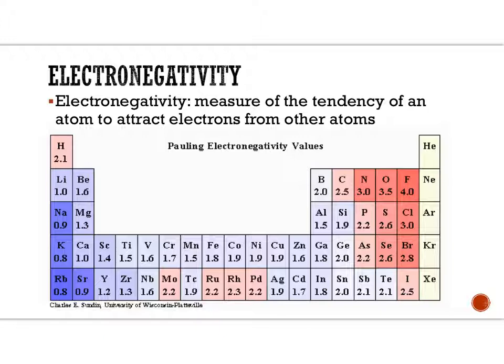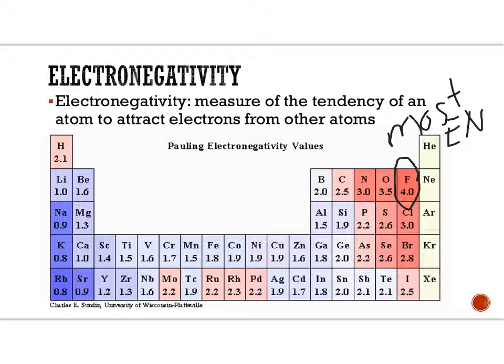So right here, you can see this. Where are the most electronegative elements? Well, the most electronegative is fluorine. That is the most electronegative. And if you notice right around it, you have oxygen, chlorine, nitrogen, and sulfur that all have pretty high electronegativity values as well. That means they like electrons. They take electrons from other atoms.